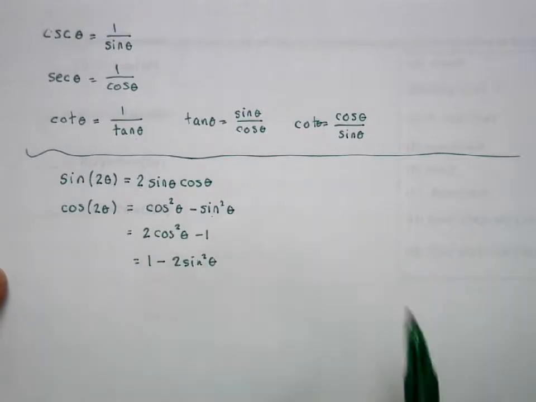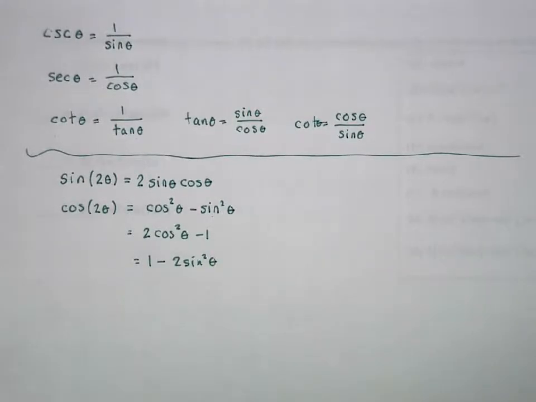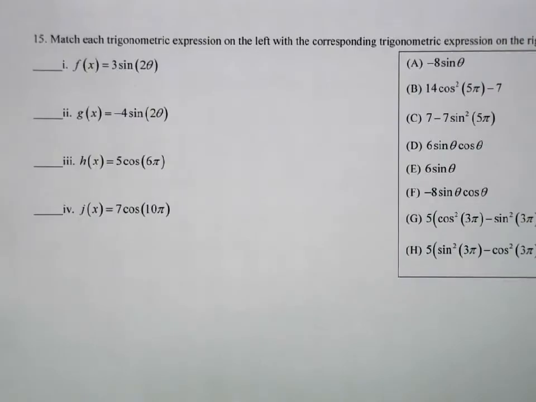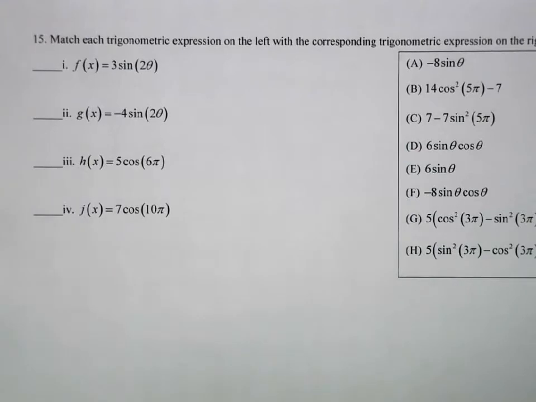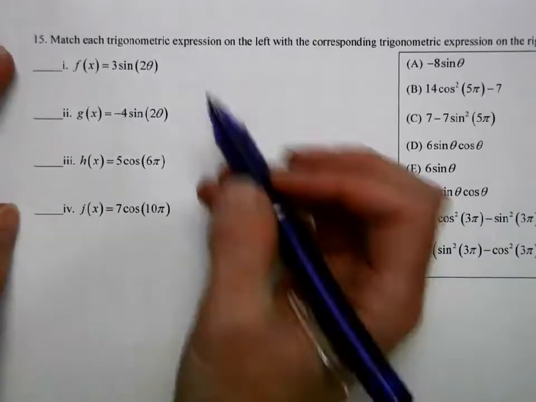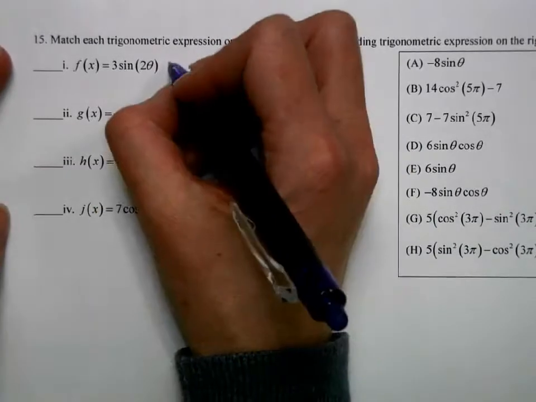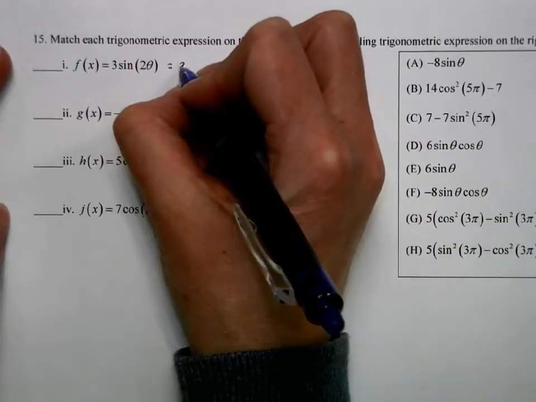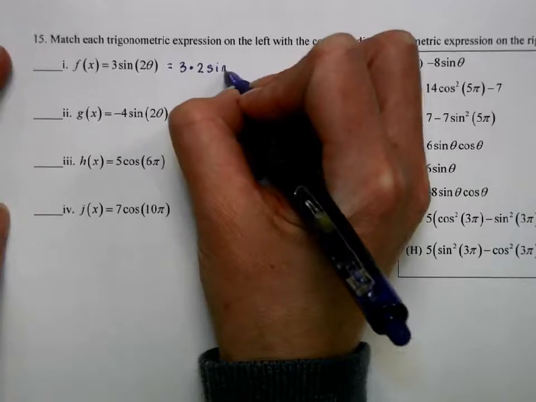So we're going to be doing some matching. There's obviously way more options over here than we have here. But I'm just going to dump my values, whatever we have here, into my equation. So this is 2 theta, which means we're using the identity for sine 2 theta, which is 2 sine theta cosine theta, which is going to simplify to 6 sine theta cosine theta.